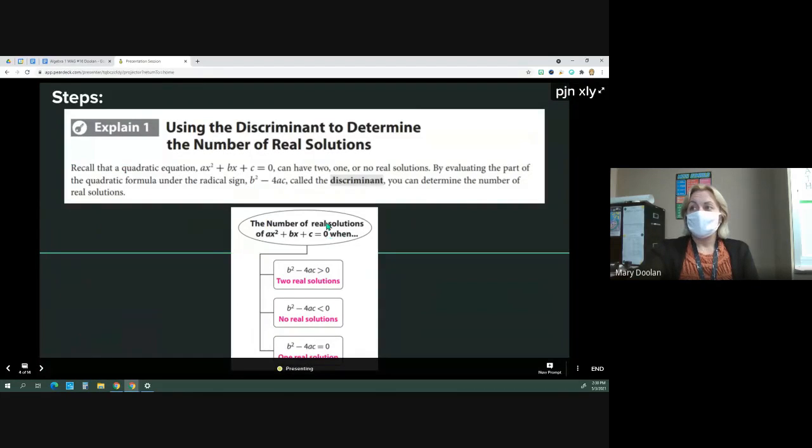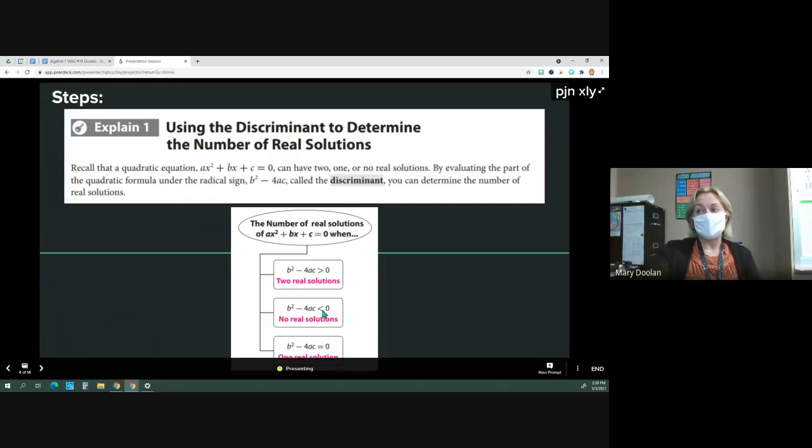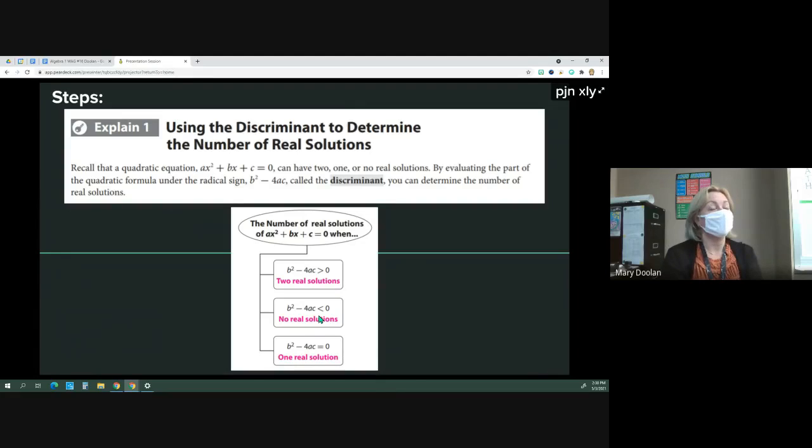So if we're looking at that, if it turns out that b squared minus 4ac is a number greater than 0, a positive number, then there's going to be 2 solutions for x. If it turns out b squared minus 4ac is less than 0, a negative number, you cannot take the square root of a negative number, so there is no real solution when that happens.